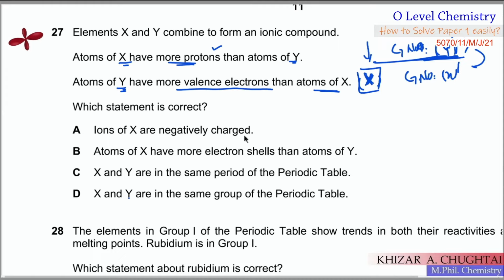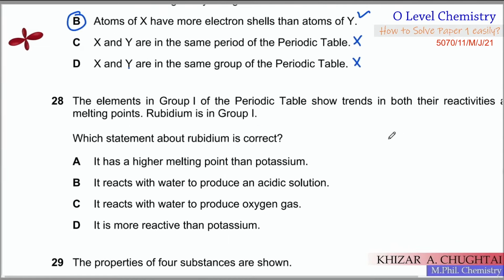Ions of the X are negatively charged? No, it's wrong. Atoms of the X have more electron shells than atoms of Y. Obviously, atoms of the X have more electron shells because it's in a higher period, so it may be the correct option. X and Y are in the same period in the table? No, it's not correct. X and Y are in the same group? No, it's not correct. So yes, it is true: the X has a higher shell number, or it is in the next period.